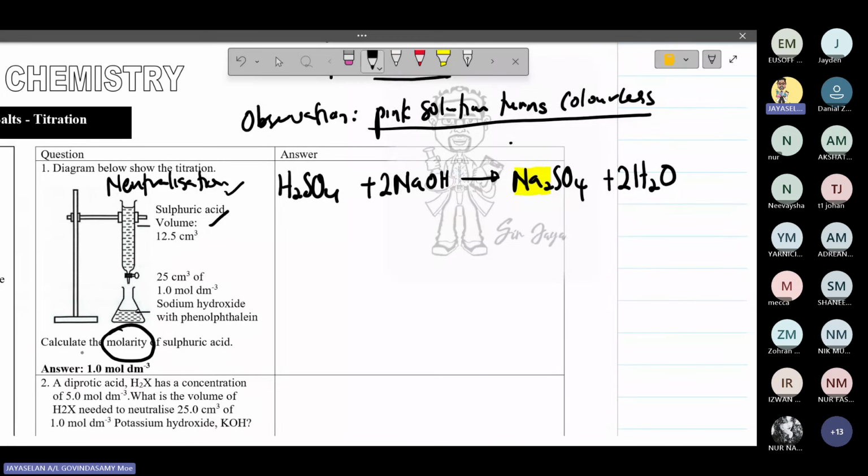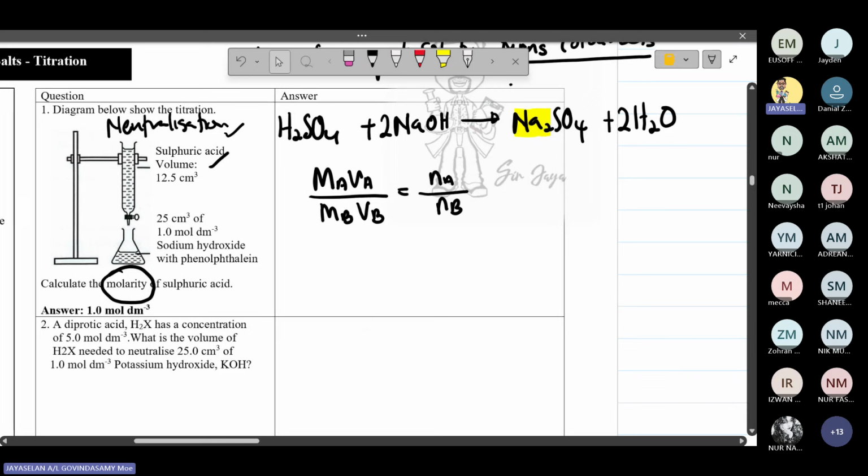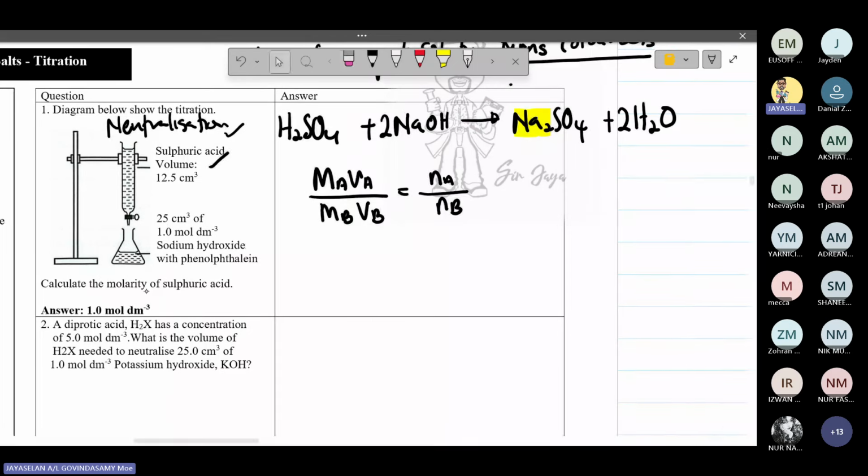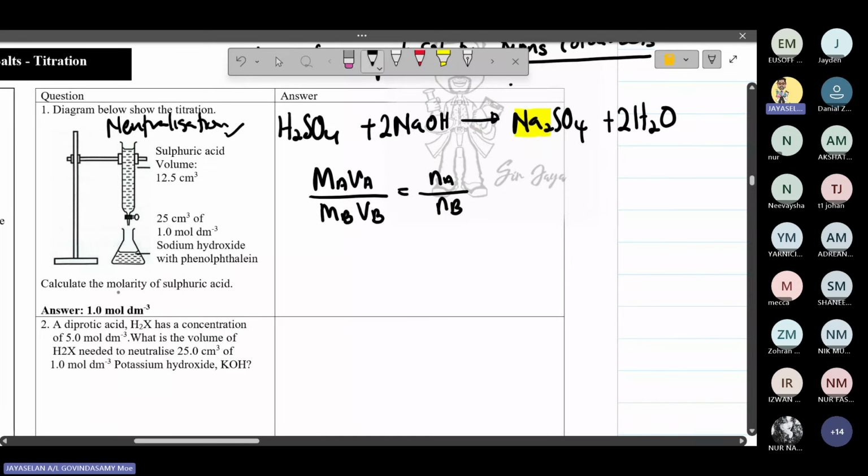Next you write down the formula for titration. See, calculate the molarity of sulfuric acid needed to neutralize. When there is the word neutralize, directly write the formula MaVa over MbVb equals Na over Nb. You write this, you get 1 mark for this. Any question? No question.